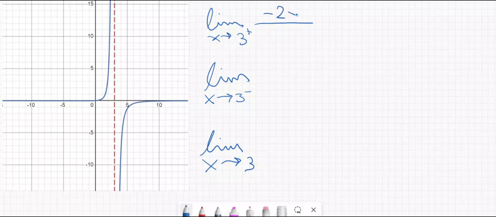And this is the graph of negative 2x over (x minus 3) to the third. And we're going to look at the left-hand limit, the right-hand limit, and see if we can take the limit in general.